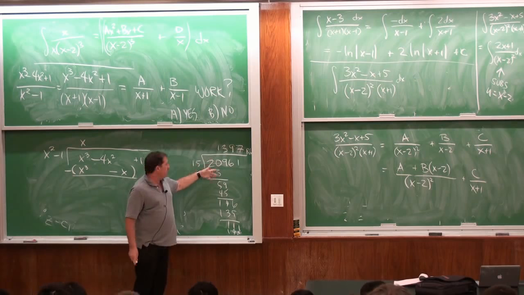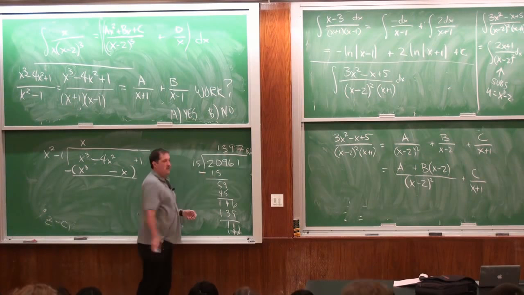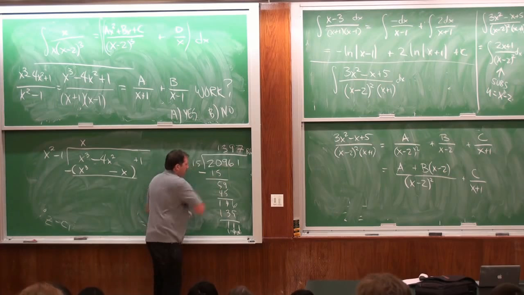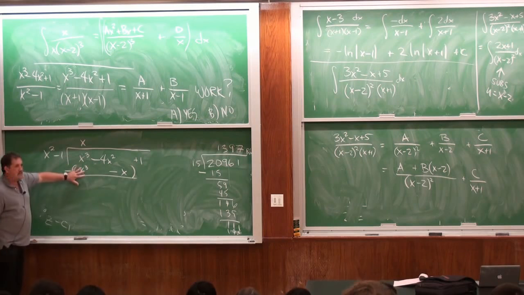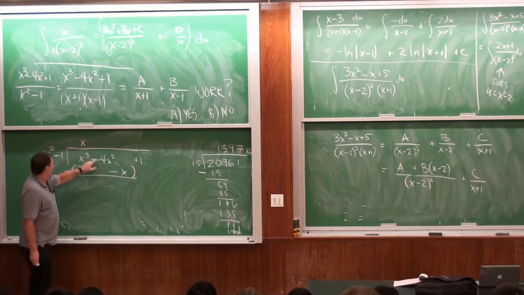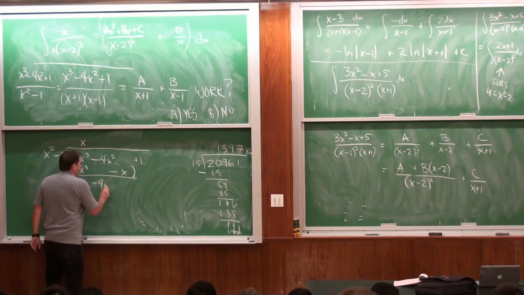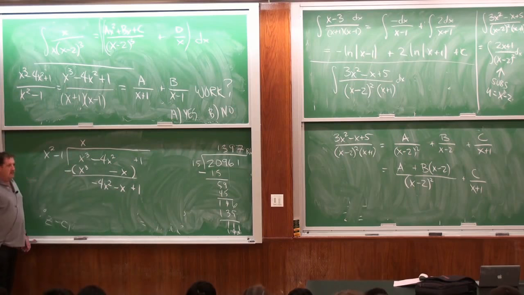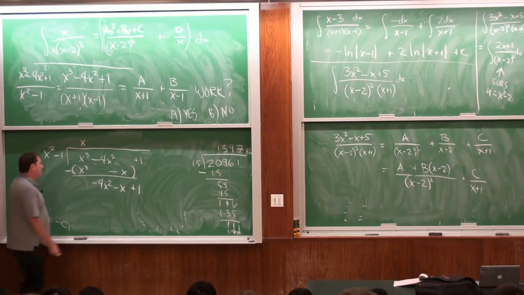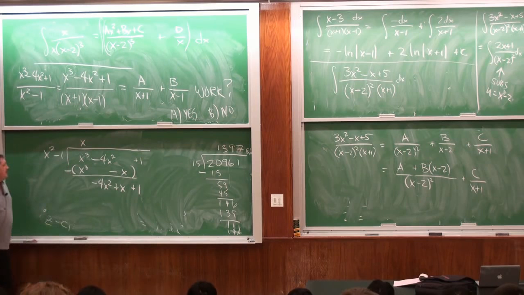15 goes into 20 how many times? 1 time. 1 times 15 is 15. Then I subtract this part. And then I bring down what's left over. So here I subtract. The x cubed is gone now. When I subtract here, I get minus 4x squared minus x plus 1. Plus, I subtracted the minus. Yes, thank you. And I can do this one more time.